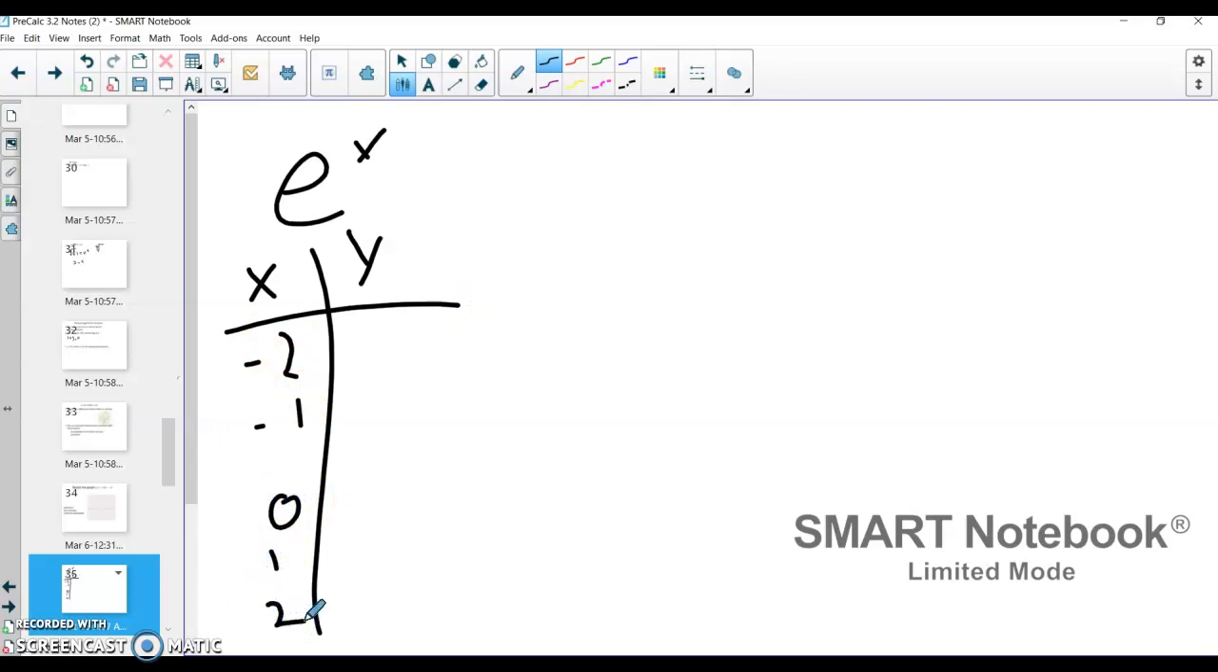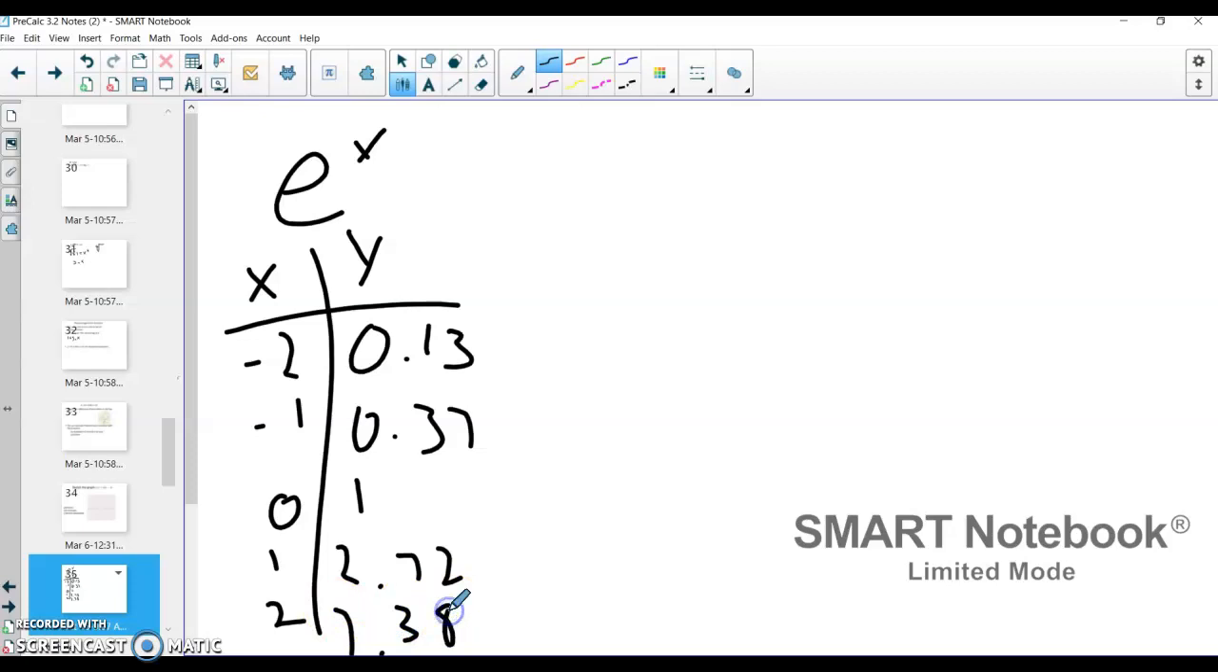Grabbing my calculator because I can't do this without it, because e is a very funny thing. You have e raised to the -2. That's going to give me 0.13. To the -1, that gives me 0.37. Anything raised to 0 is 1. Just e is 2.72. And then e raised to the second power is 7.38. That means ln of x is just the flip of that.